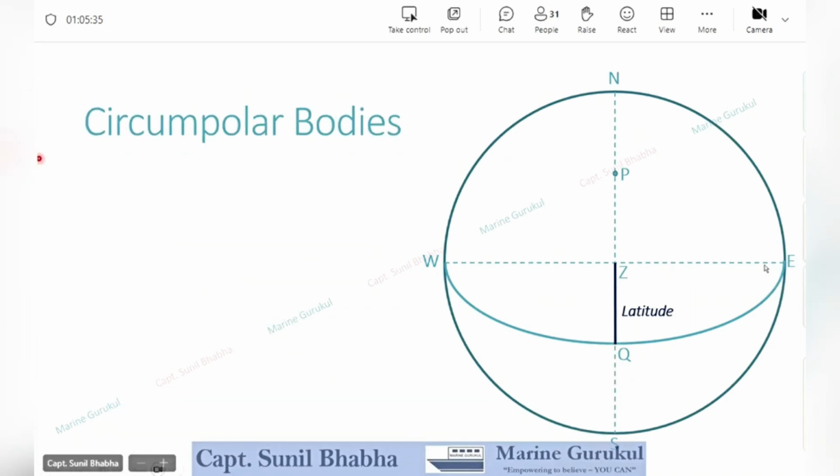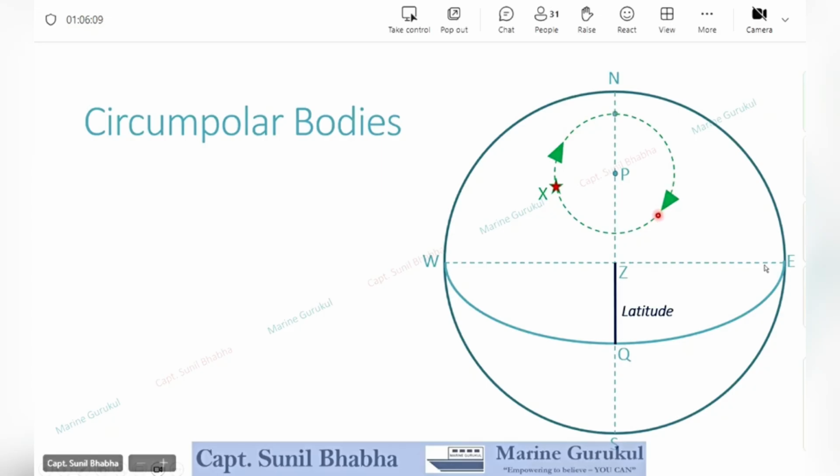Now going a little more deeper into the circumpolar bodies, we had this particular star, and the polar distance is less than or equal to NP in this case, and you can see the entire declination circle of the star is within the rational horizon of the observer. So this is a circumpolar star. Now the direction of the motion of the star is represented by these two arrows.